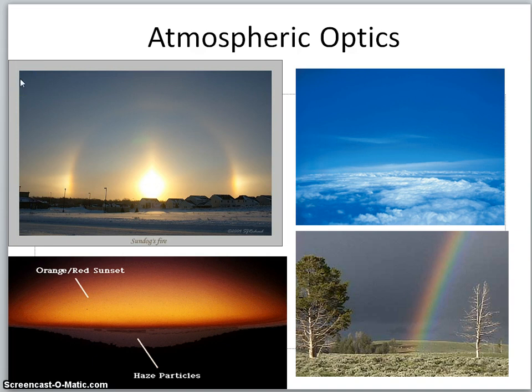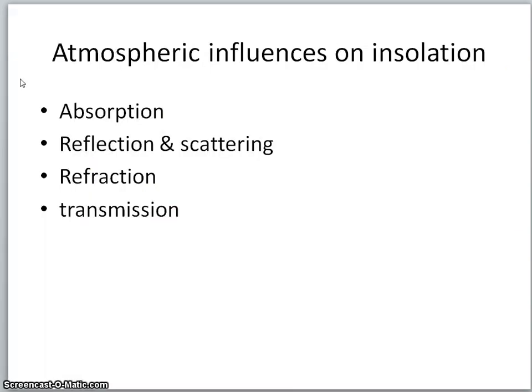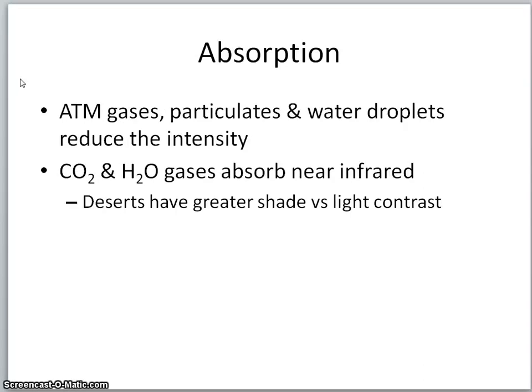When sunlight comes in, there's several different things that can happen to the sunlight as it comes into the atmosphere. It can be absorbed, reflected, scattered, refracted, or transmitted. If you're absorbing it, and this could be clouds as well as just the atmosphere itself, the gases and all the water droplets and all the stuff that's in the atmosphere can reduce the intensity of the actual rays that are coming in, which may affect your daytime highs.